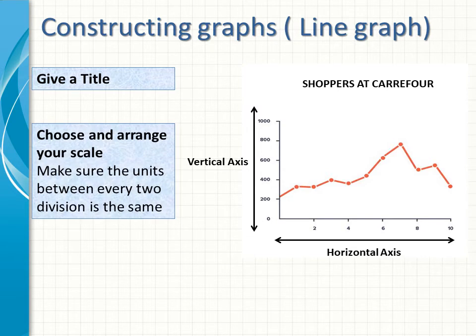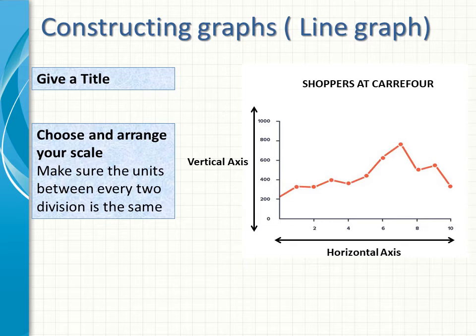Then the next thing you need to do, you need to choose and arrange your scale. You know what the scale is already by now. Look at the scale on our vertical axis. It's running from 0 to 200, 400, 600, 800, and 1000. Look at the scale on the horizontal axis as well. We have 2, 4, 6, 8, and 10.